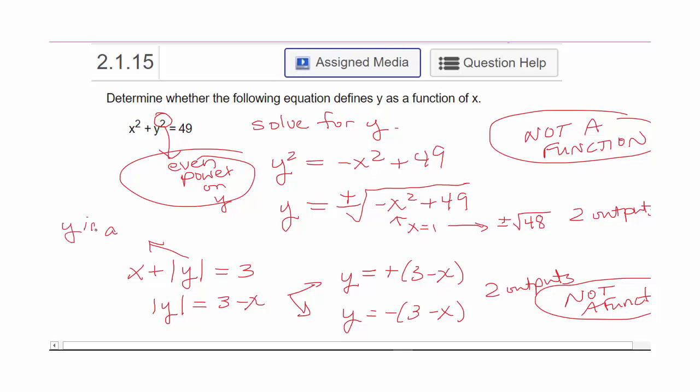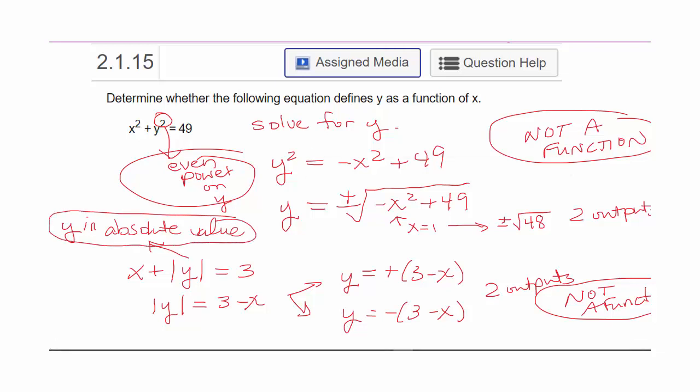If y is in an absolute value, then you do not have a function. Okay? All right.